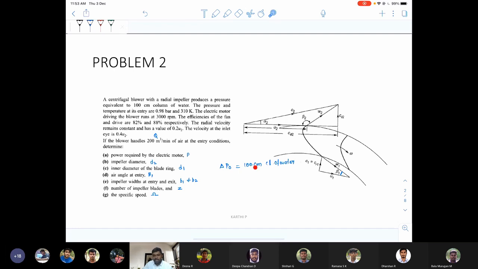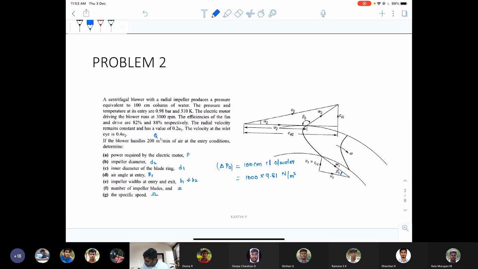Therefore, 100 centimeter is equal to 1000 millimeter. So we have 1000 into 9.81, which gives delta P naught in Newton per meter square. This you should know, the value of delta P naught.